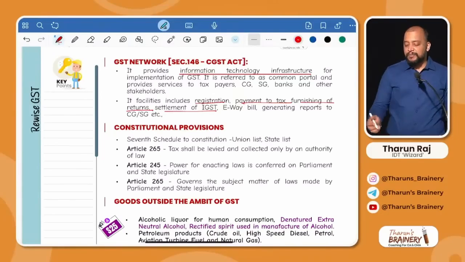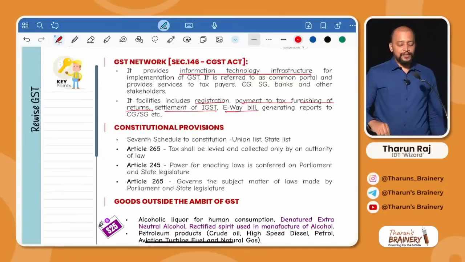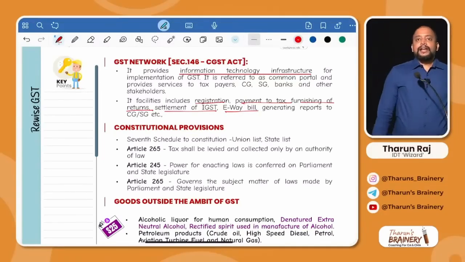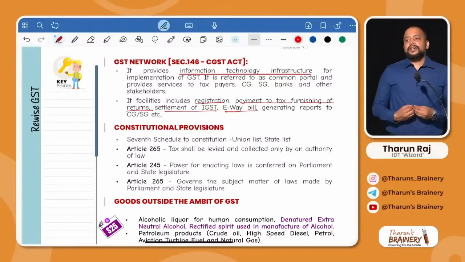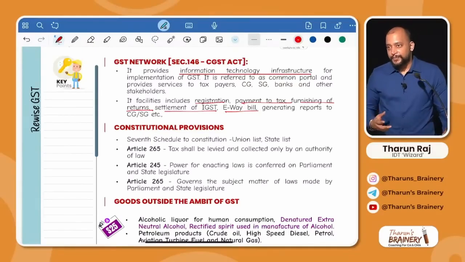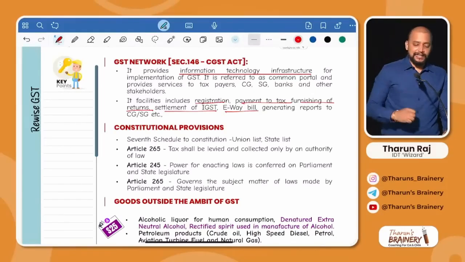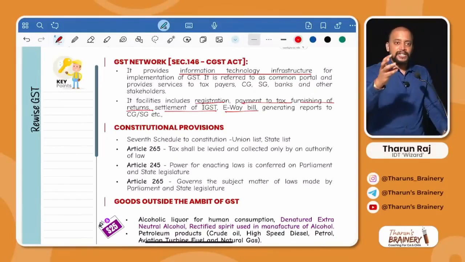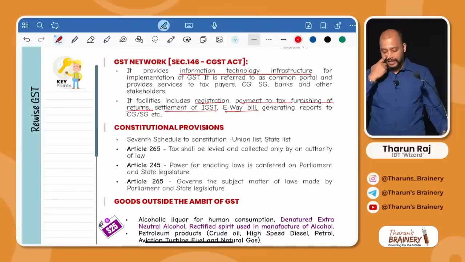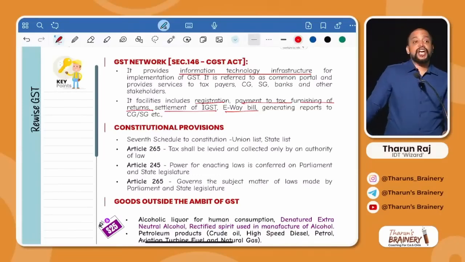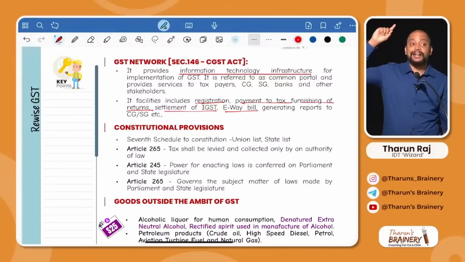Then e-way bill generation. What is an e-way bill? Electronic way bill. It is a document which is uploaded by the taxpayer whenever they are causing movement of goods. Let me give you a little background about the e-way bill, concentrate. Previously we had the check post system. In the check post system, whenever a lorry was going through the check post, there used to be commercial tax officers. I am talking about VAT at that time.